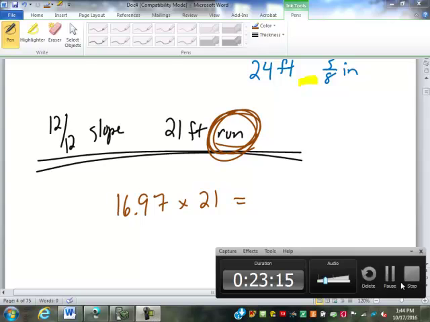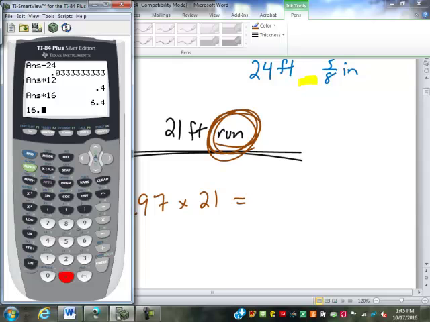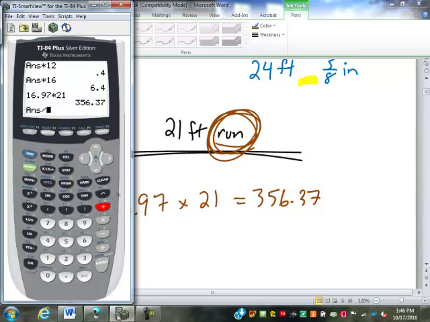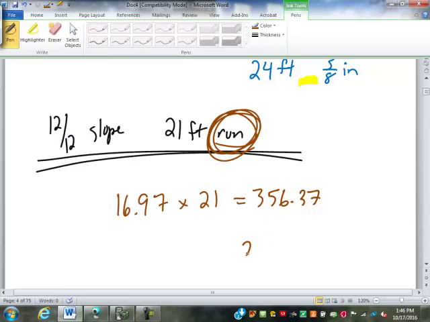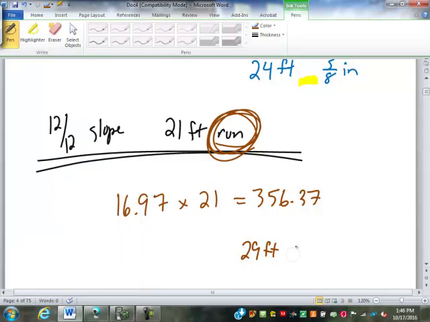I'll give you a second to redo that. So 16.97 times 21. 356.37, right? What are we going to do with that? Divide by 12 gives us 29 feet. Subtract the 29. Very good. Then what? Times 12, turn it back into inches.